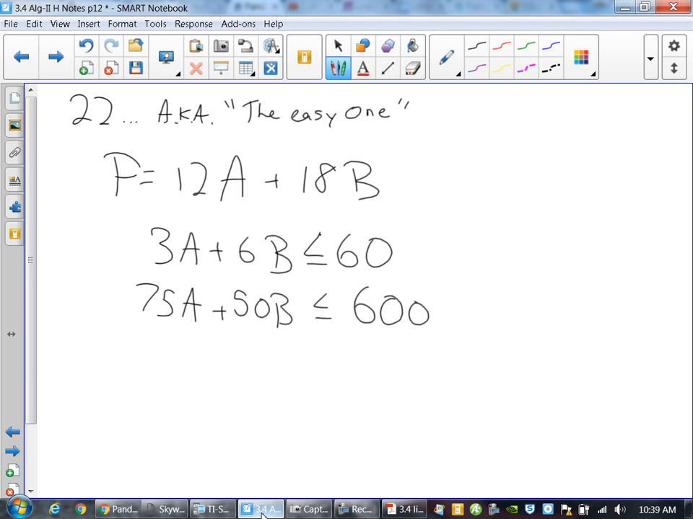What I'm looking at here is this first one has GCF of 3. If I take out a 3, I have A plus 2B less than or equal to 20. Bottom one has GCF of 25. So if I say 3A plus 2B is, what's that, 24? The only reason why I'm doing that is because I don't have a calculator in front of me and I can simplify those values quicker. That's all. You don't need to.